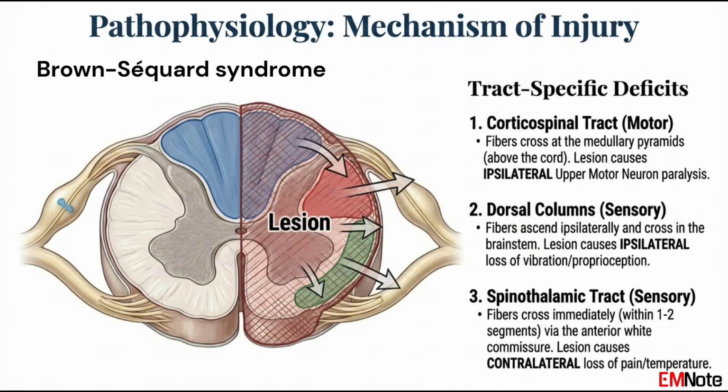Finally, we have the lateral spinothalamic tract, which carries pain and temperature. Unlike the others, these fibers cross to the opposite side of the spinal cord almost immediately, usually within 1 or 2 segments of entering. Consequently, a lesion on the right side of the cord interrupts the crossed fibers coming from the left side of the body. This creates the classic clinical hallmark. The patient cannot move their right leg, but they cannot feel heat or pain on their left leg.